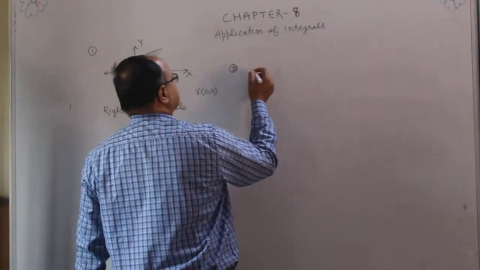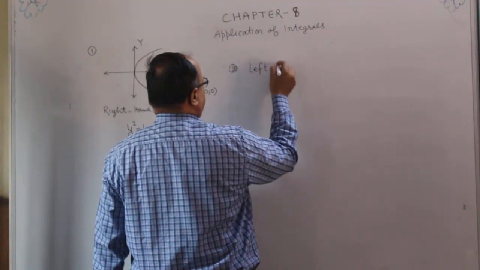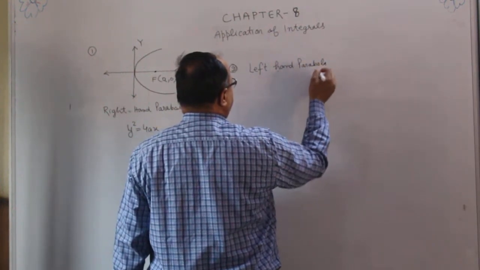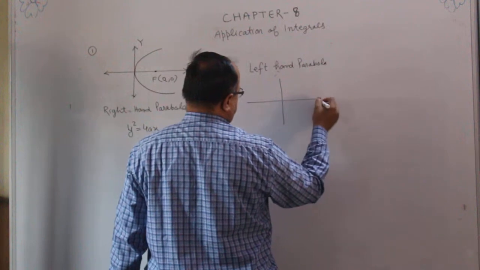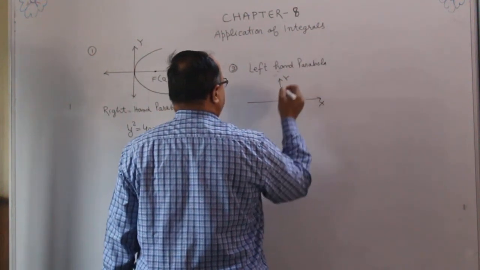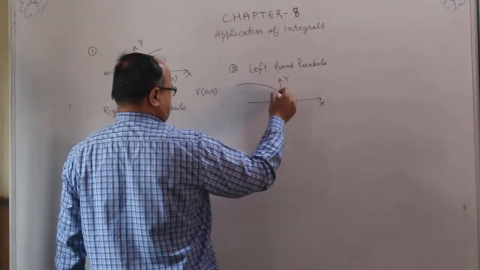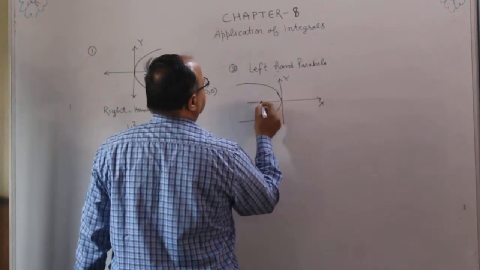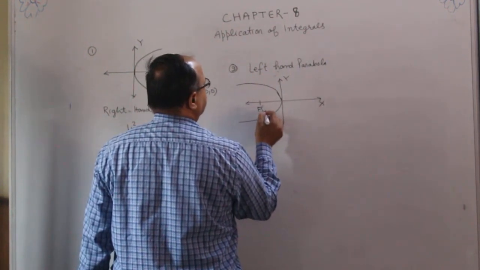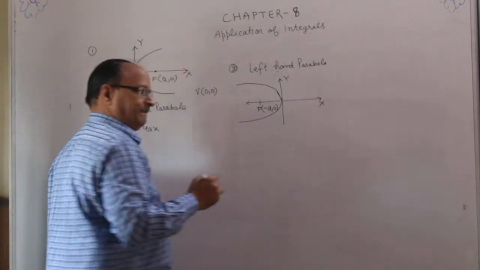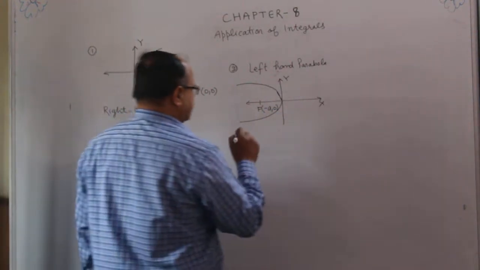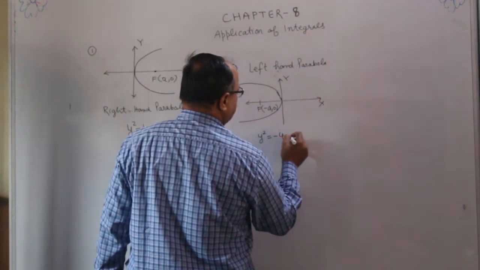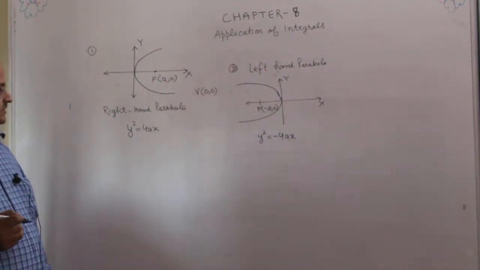Second, the left hand parabola. The left hand parabola passes through the origin, and the coordinate of focus is (minus a, 0), and the equation of this parabola is y square is equal to minus 4ax.